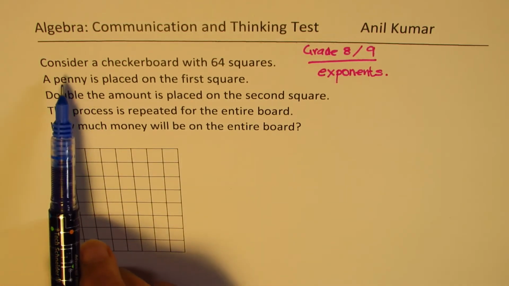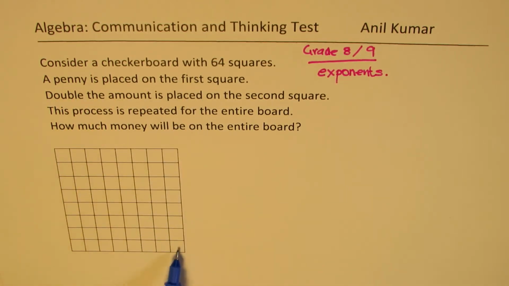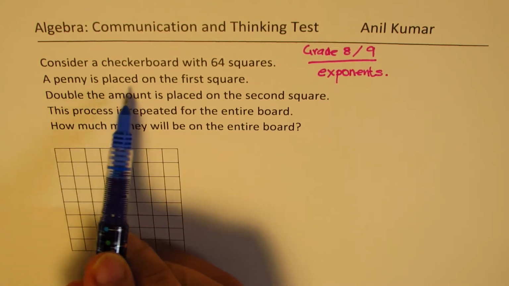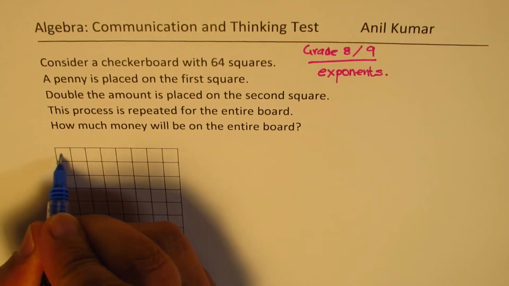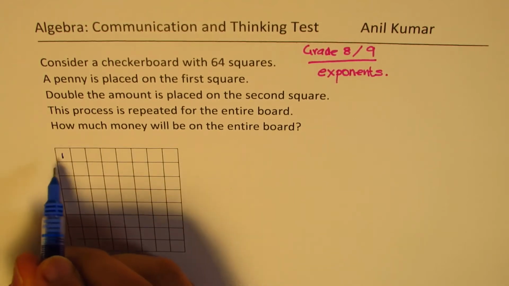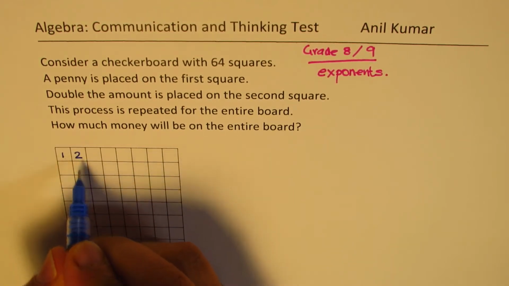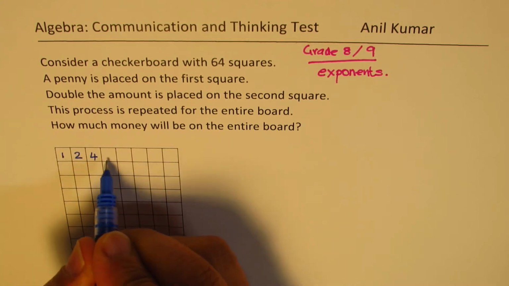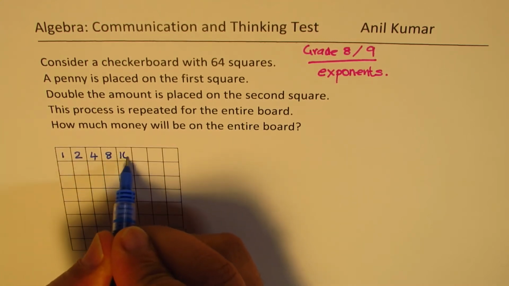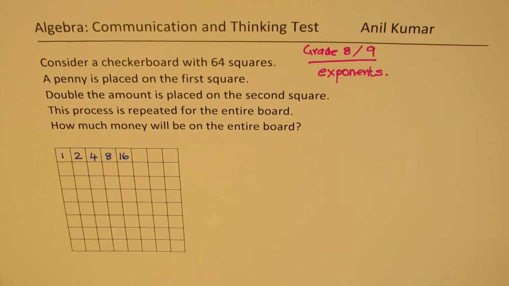So let's go through it once again. We have an 8 by 8 board here, which has 64 squares. A penny is placed in the first square. So we have amount equal to 1 here. Double: 2, double: 4, 8, 16, and so on. The money is placed on the board, right? So that is how you are going to fill this up.